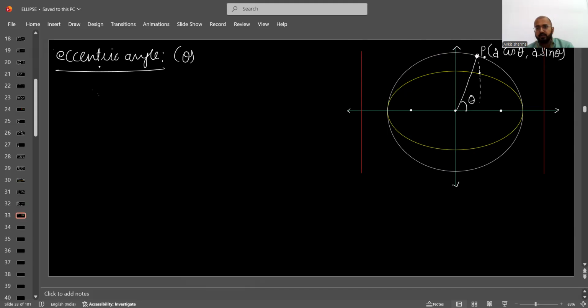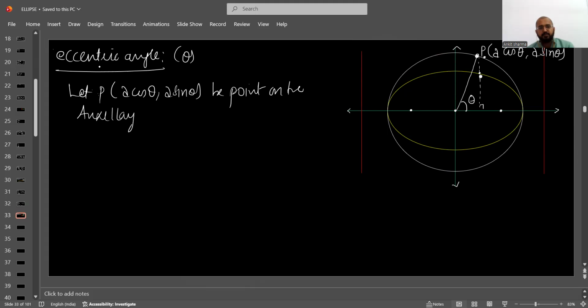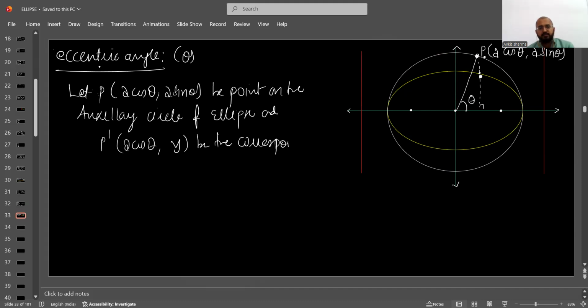Now I want to know what this coordinate is, so I'll just draw a perpendicular. If I draw a perpendicular, then I'm definitely going to get a point on the ellipse. So let P, which is a cos theta, comma, a sin theta, be a point on the auxiliary circle of the ellipse, and P dash, which is a cos theta, comma, y, be the corresponding point on the ellipse.